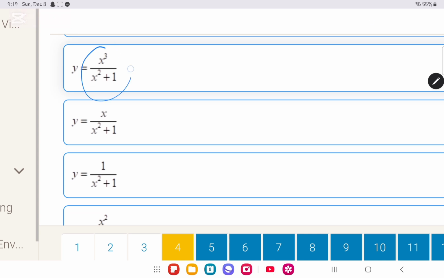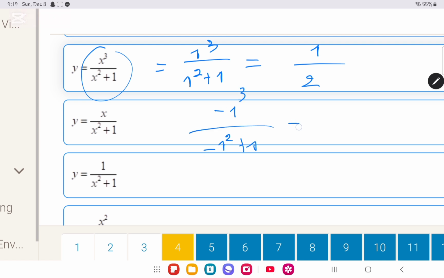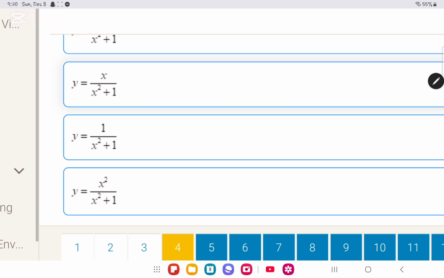Moving on to this one over here, we are going to try 1. 1 to the power of 3 divided by 1 squared plus 1 is equal to 1 divided by 2. Minus 1 to the power of 3 divided by minus 1 squared plus 1 is minus 1 over 2. They are not the same, so we do not choose it. Moving on now to this one.